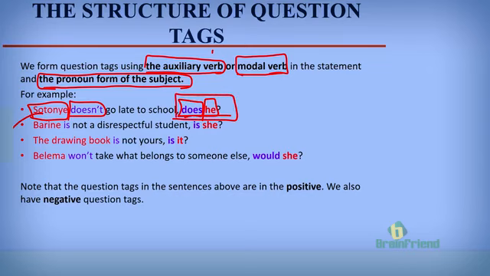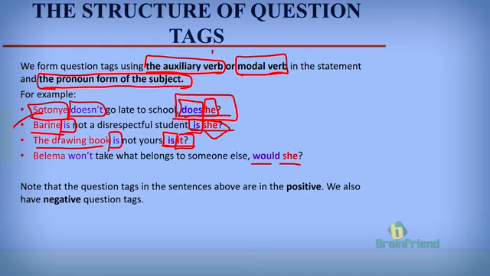Does he? Barine is not a disrespectful student. Is she? In the statement, we have the auxiliary verb is, so we also have is here. And then we have the subject, Barine. Barine is a girl. The pronoun form of the subject is she. The drawing book is not yours. Is it? We lift the is from here to form our question tag, auxiliary verb is. And then the drawing book, which is the subject of this statement, is an object, so we use the pronoun it.